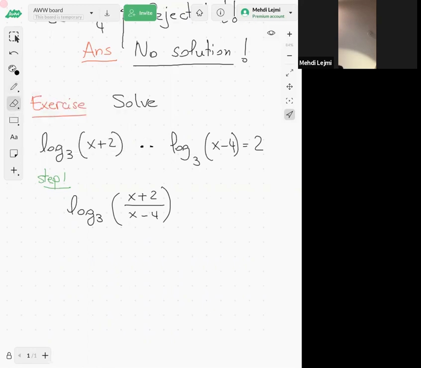Otherwise, if you have a fraction instead of a product, then of course you would end up with a wrong answer, right? So just be careful. So that's a fraction because we have a subtraction.